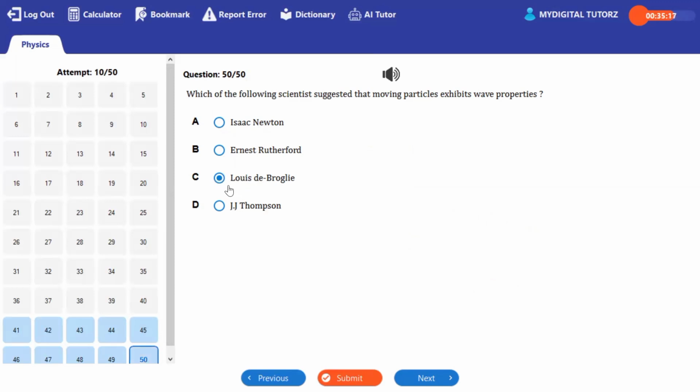Are we together? So he is the one that suggests that a moving particle has a dual nature, the dual nature of matter, right? It behaves as a particle and also behaves as a wave. It behaves as a particle because it has mass, therefore it has momentum, and it behaves as a wave because of the existence of a wavelength.